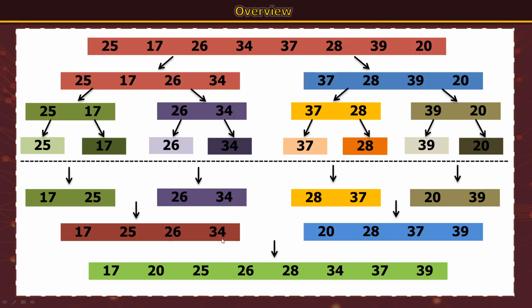We compare the 28 against the 34. The 28 is less. We compare the 34 against the 37. The 34 is less. 37 and 39 are left in this list, and there's nothing left in this list, so these just come down. And that is the basic process of a merge sort.